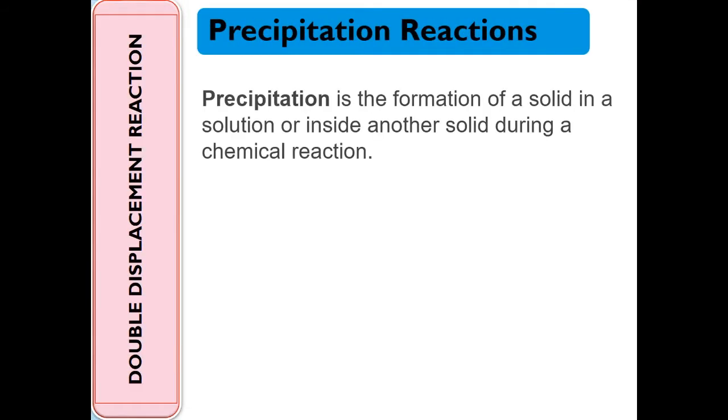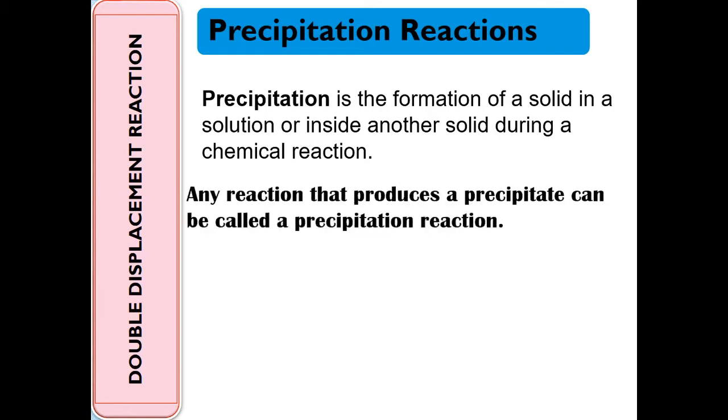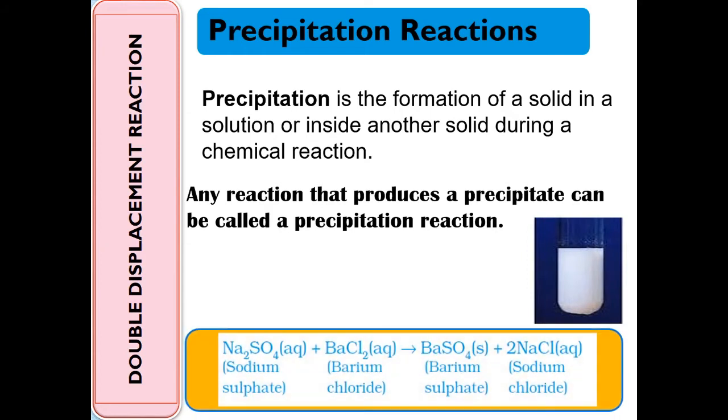Let us start with precipitation reactions. Precipitation is the formation of a solid in a solution or inside another solid during a chemical reaction. Any reaction that produces a precipitate can be called a precipitation reaction. For example, reaction of sodium sulfate with barium chloride. It results into formation of barium sulfate along with NaCl. This barium sulfate is having curdy white precipitate.